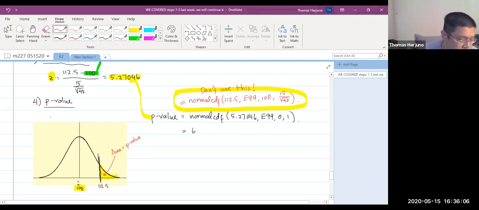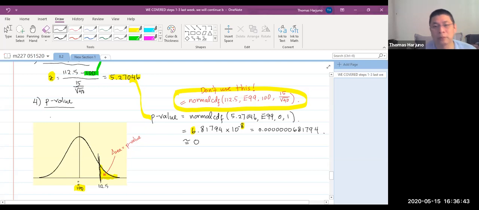I get 6.81794 times 10 to the negative 8. Because we round to 5 decimal places, this is basically 0. If I want to write these numbers in decimal, that means this 6 here is at the 8th decimal place. That would be 0.00000006 81794. That's the probability.